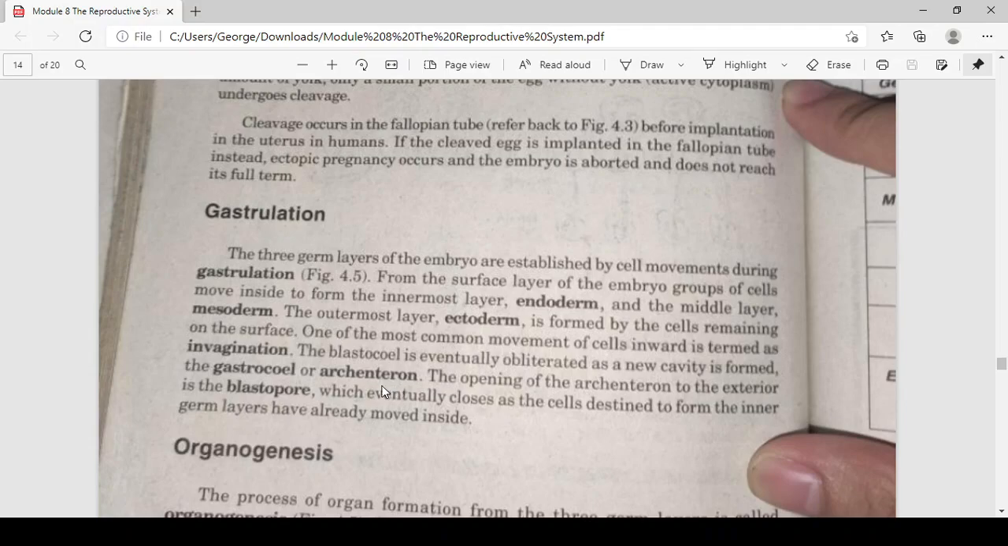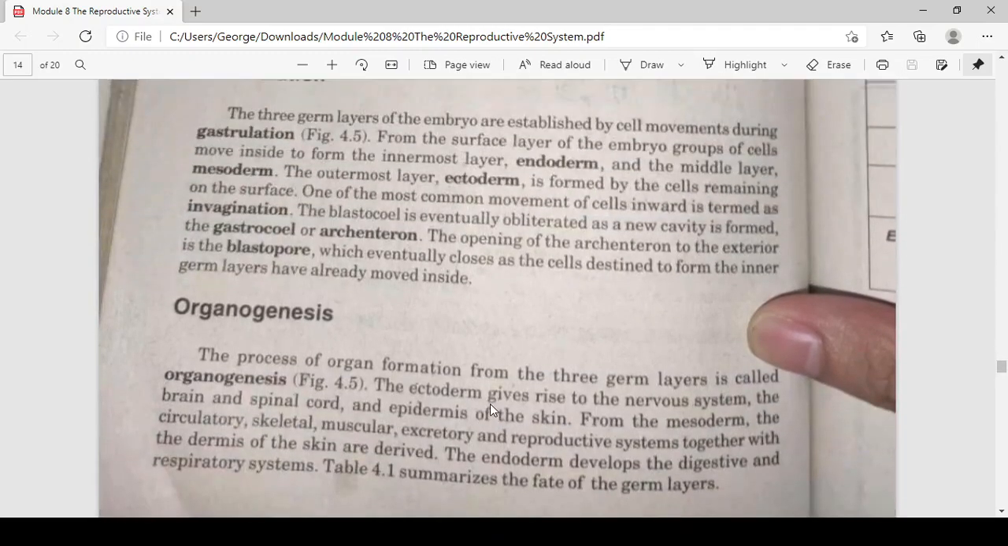The blastocoel is eventually obliterated as a new cavity is formed, the gastrocoel or your archenteron. The opening of your archenteron to the exterior is the blastopore, which eventually closes the cells destined to form the inner germ layers that have already moved inside.